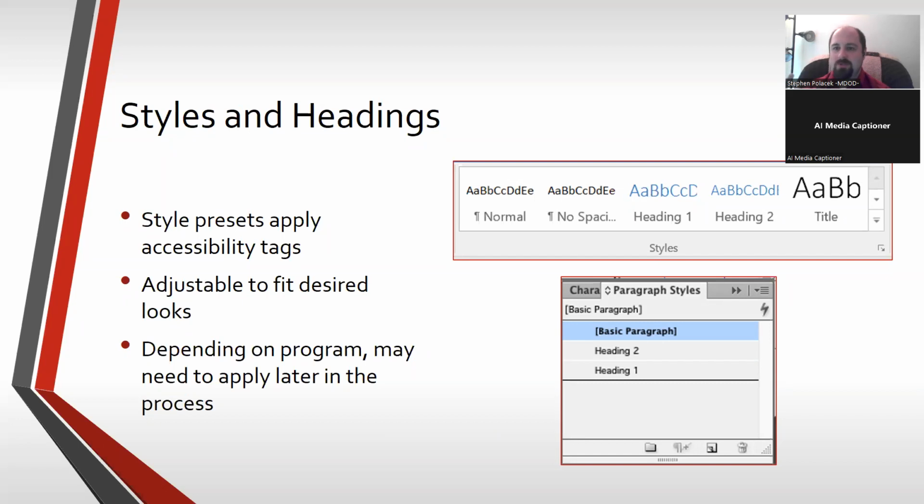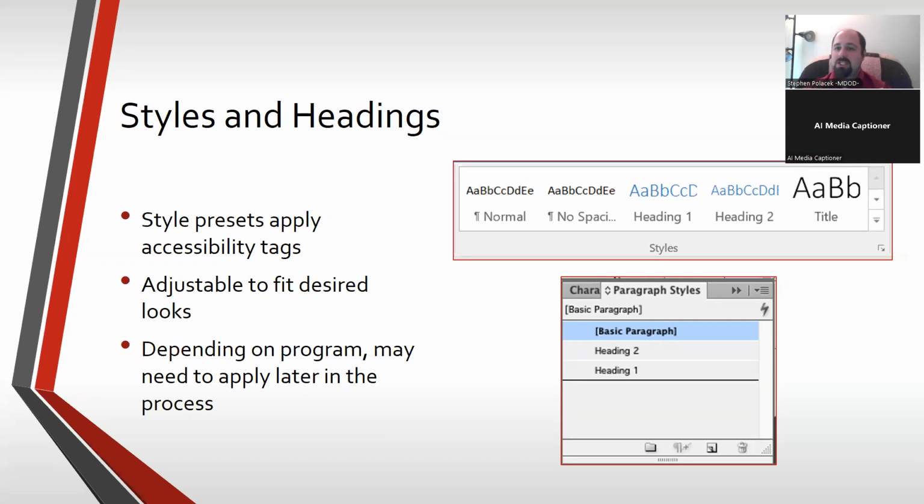for those people who are creating any kind of documents or flyers in these programs, because these presets give those accessibility tags that a screen reader or other assistive technology needs in order to interpret it correctly. As if you don't use those, either everything just reads as text or it's not read at all. So we want to make sure that we're using those. Now you can adjust those to fit your desired look after you've applied it. You just need to make sure that you click that button.